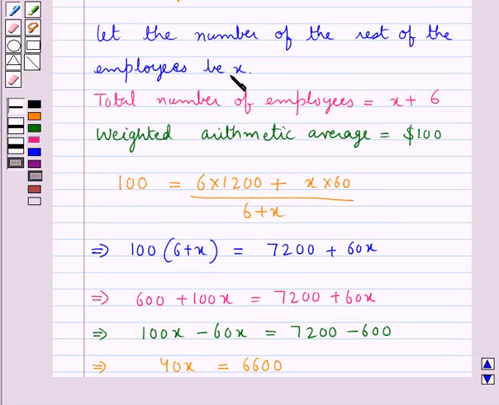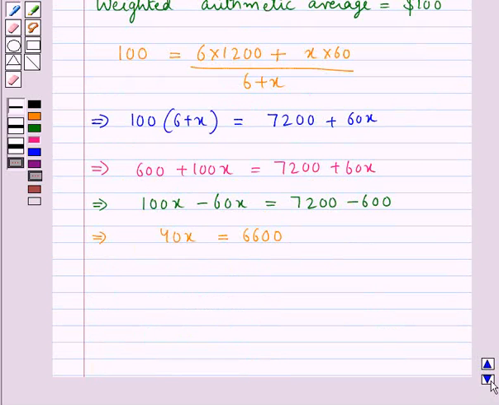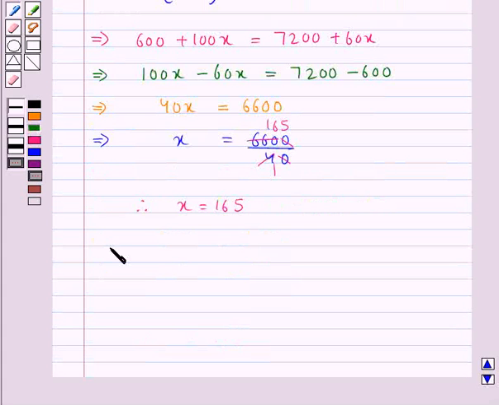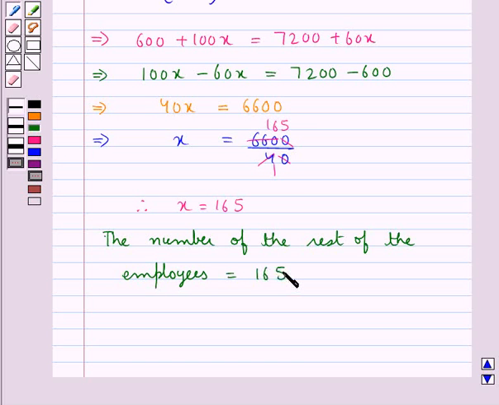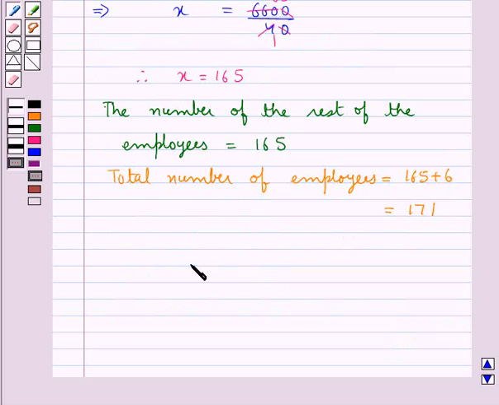And we know that x is the number of the rest of the employees. So, the number of the rest of the employees is 165, and therefore the total number of employees is equal to 165 plus 6, which is equal to 171. So 171 is our final answer.